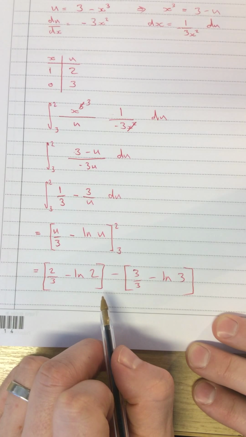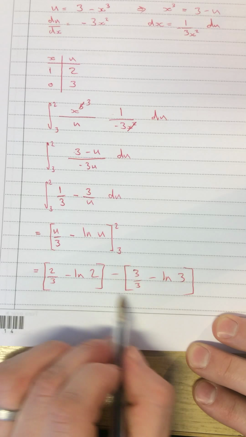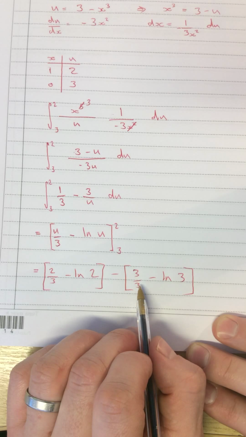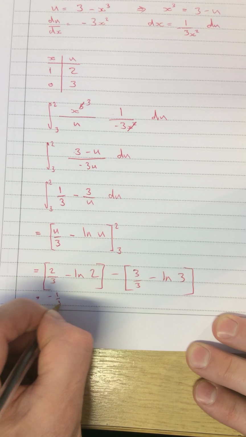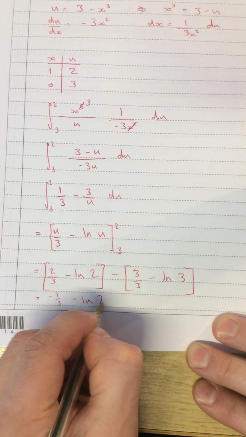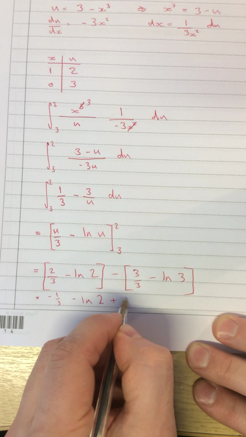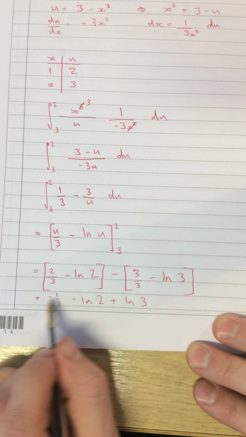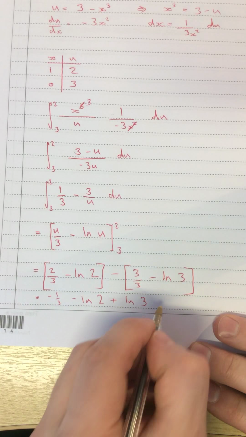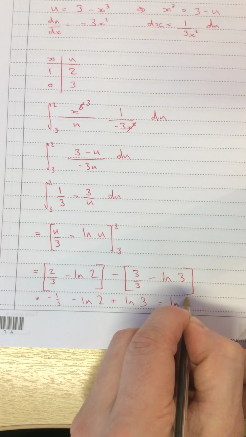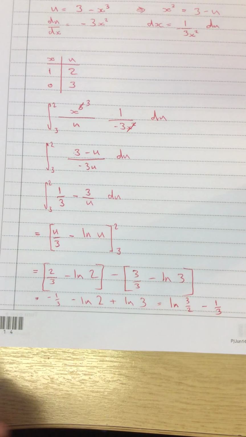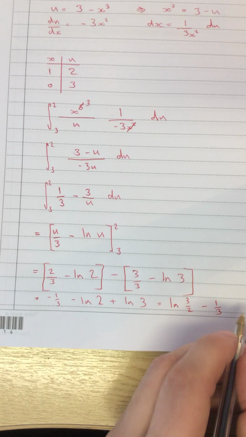Okay, so we can tidy some of this up. We have minus 1 there, so 2/3 minus 3/3 would be negative 1/3. So negative 1/3, and then we have negative ln 2 plus, because we've got a negative and a negative, ln 3. That's just going to end up using log laws. It's going to be ln 3 over 2, take away a third. That'll be our answer: ln 3 over 2 take away a third. And that's your 6 marker.